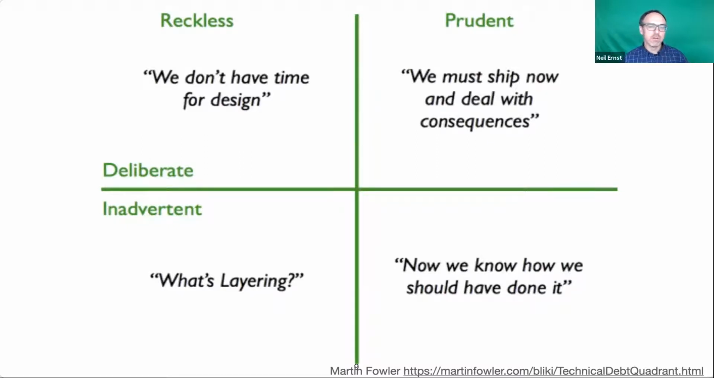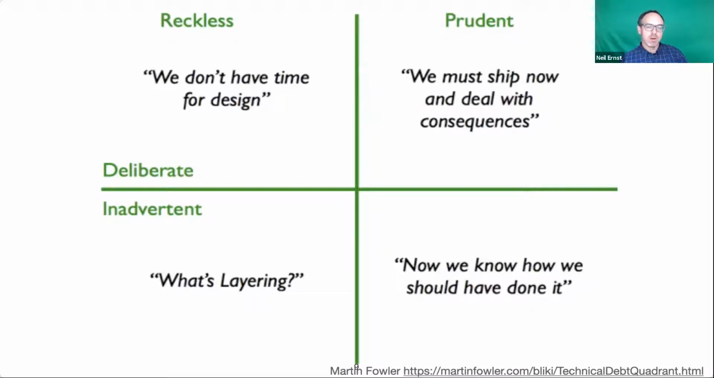In the inadvertent bottom row here, we don't really realize that we're incurring technical debt. So if we are prudent about it, but inadvertent, we realized, oh, we incurred technical debt here because we didn't know at the time, it was an unknown unknown. We didn't know at the time what we should have been doing. The top left quadrant, reckless and deliberate technical debt, is what happens when we do cowboy coding. For example, we go ahead and just start writing code without any thought to the ultimate design of the software.